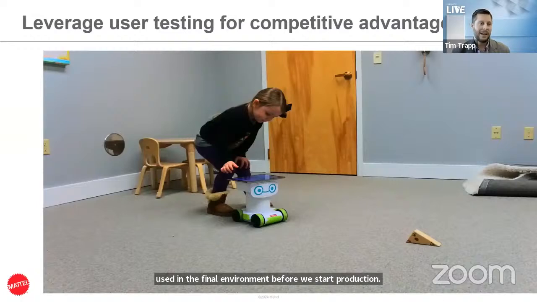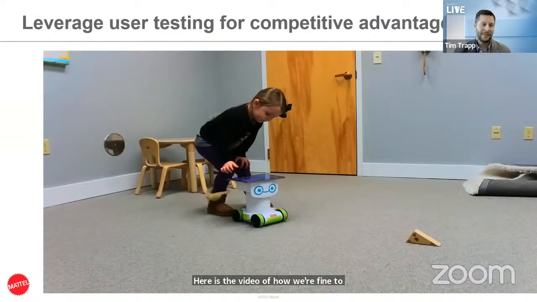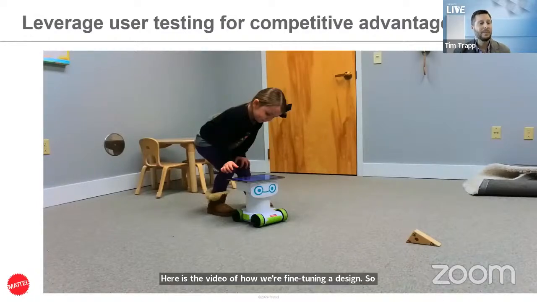Here is a video of how we're fine-tuning a design. So again, formative testing, what's coming from quality and talking a lot about testing, is really that type of testing where you're looking to shape the design. You're not applying statistics, you don't have significant sample sizes, and you want to be able to do it early and often. So in this case, this was a new product concept.